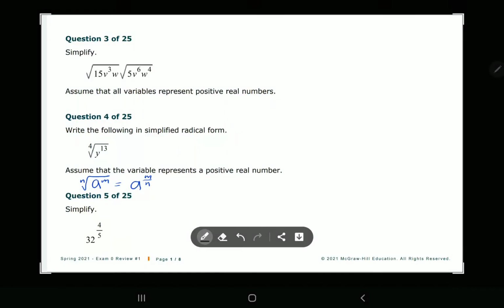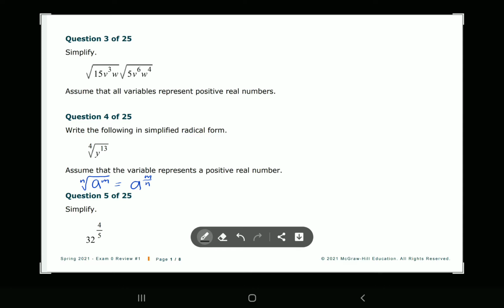All right, guys, question number 4. And once again, number 4 should be a video that you watch before you watch video number 3, although I did record number 3 before I recorded number 4. Anyways, write the following in simplified form.